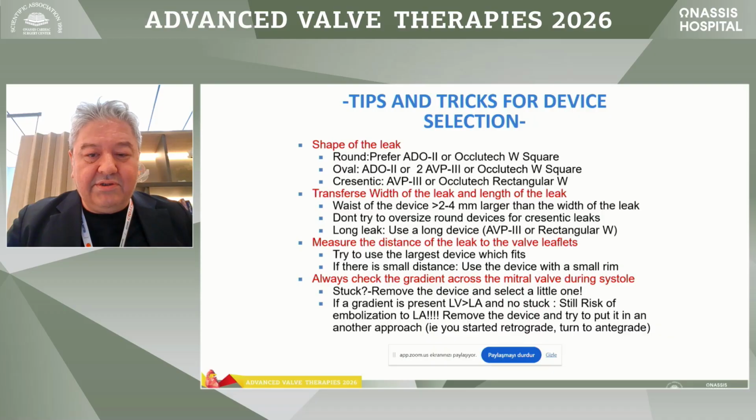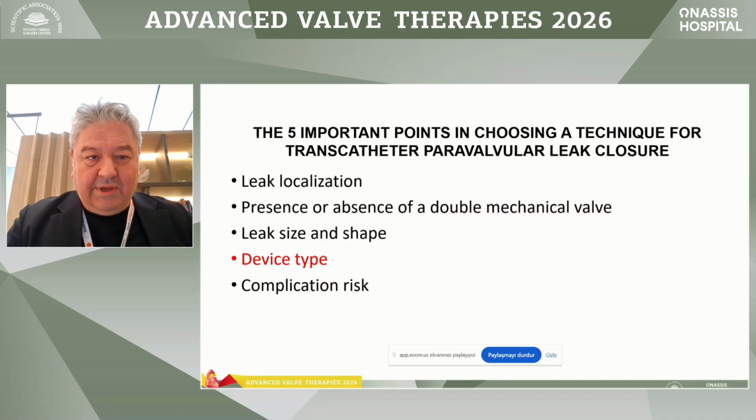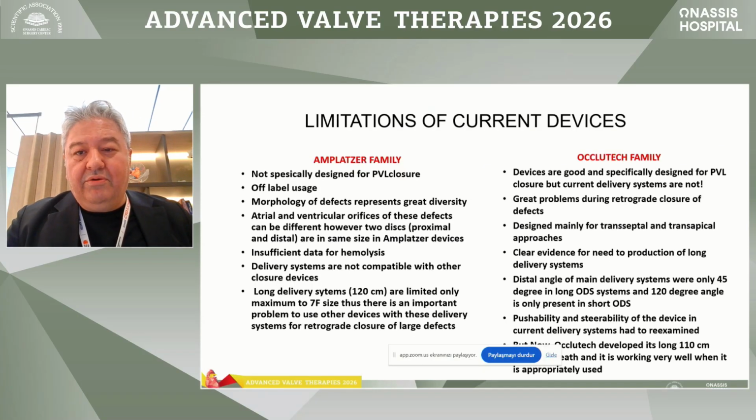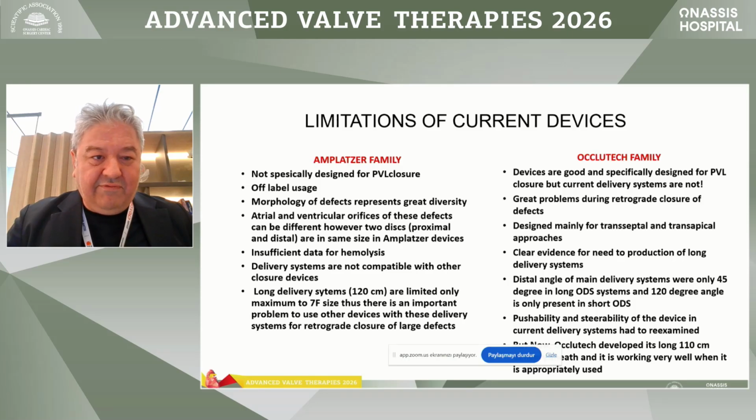If there is small distance, we have to use the device with the small rim, and we always have to check the gradient across the mitral valve during systole, during paravalvular leak closure. For the device tips, you know that there are two important devices. One is the Amplatzer family, and the other one the Occlutech family.